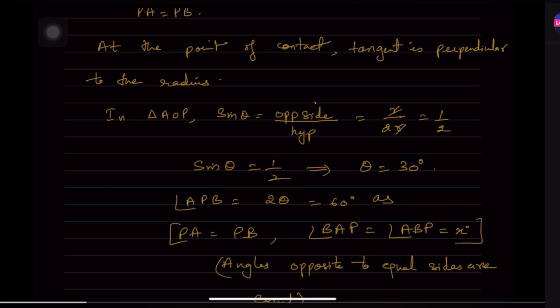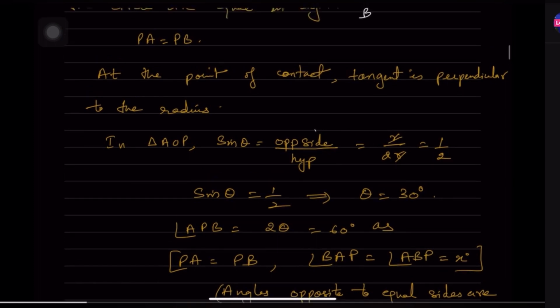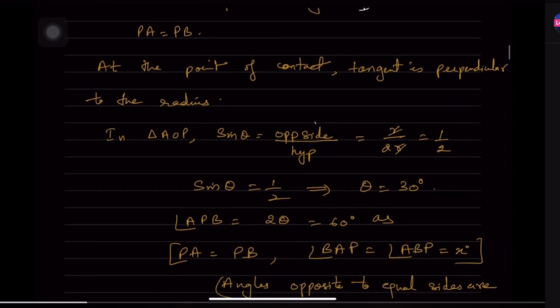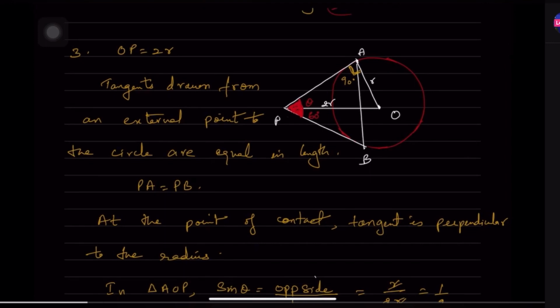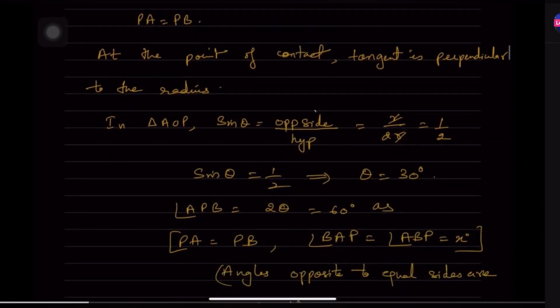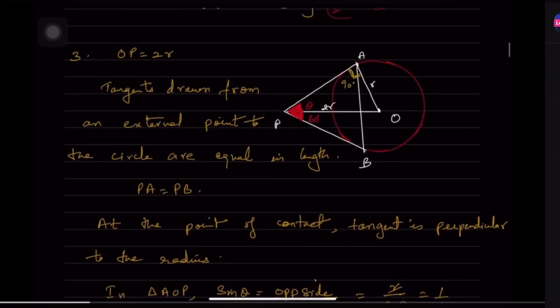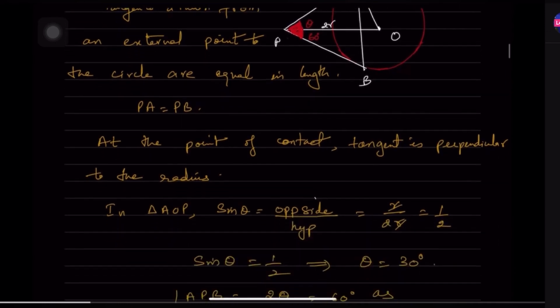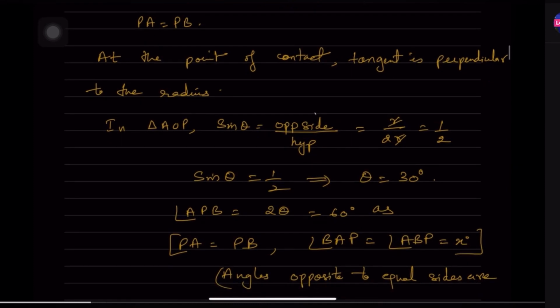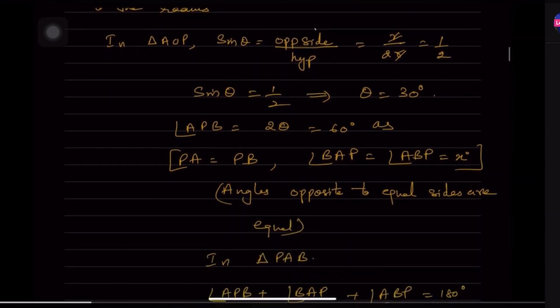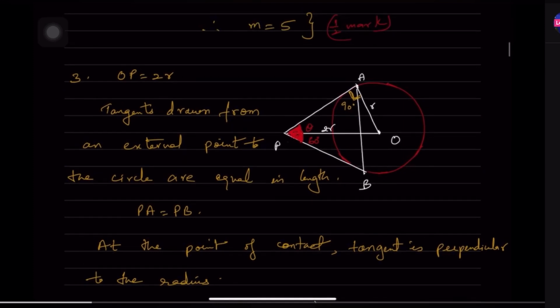So now you know that angle APB is equal to 2 theta, which is equal to 60 degrees. As PA is equal to PB, we know that from an external point these two tangents are equal. Since PA is equal to PB, the angles opposite to them also are equal. So angle BAP is equal to angle ABP, which is equal to x degrees. So angles opposite to equal sides are equal, that is PAB is equal to PBA.